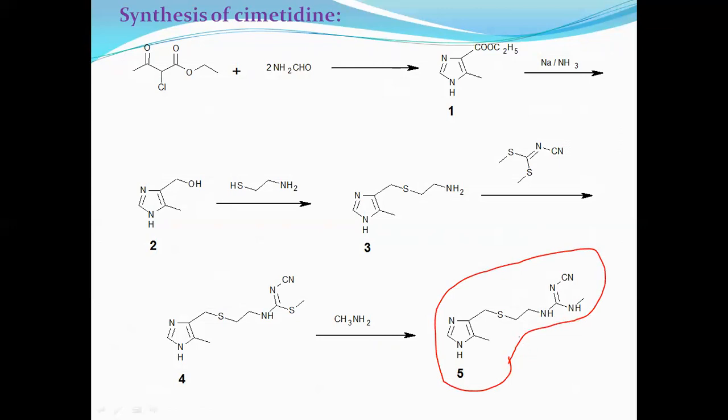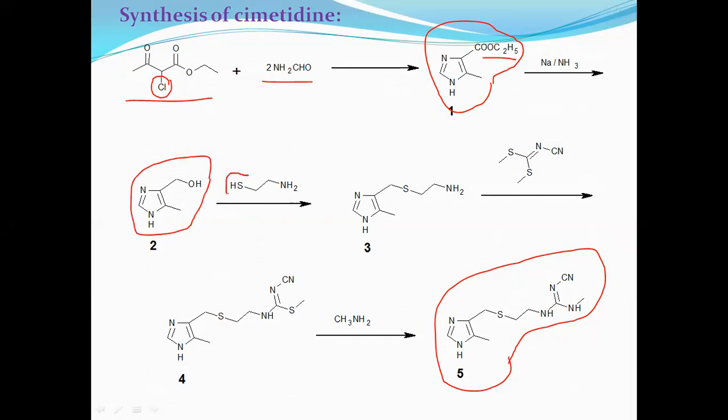This cimetidine was prepared from the starting material, which reacts with two molecules of amino acid formaldehyde. They undergo cyclization, with formation of the imidazole ring along with the ester form. This ester form undergoes reduction, converting the ester into the alcohol form.